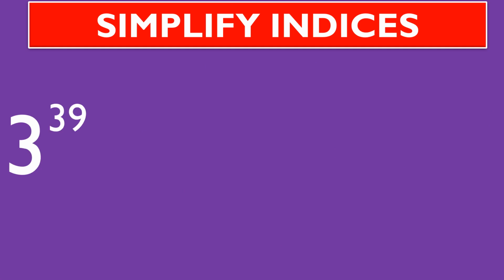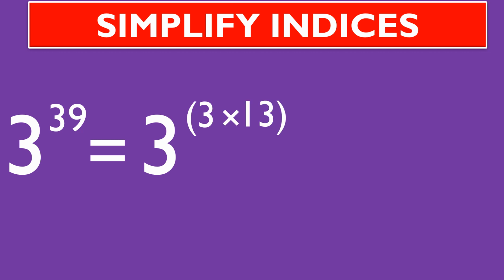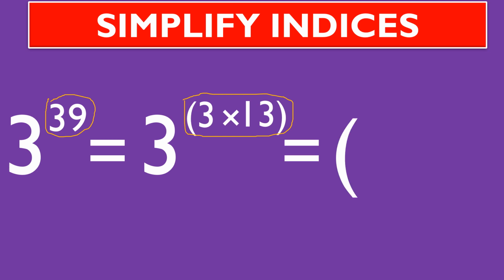So we just expressed 3 raised to the power of 39, and we said that this can also be expressed as 3 raised to the power of 3 times 13. Why? Because 39 is the same as 3 times 13. So 3 raised to the power of 39 is the same as 3 raised to the power of 3 times 13. And remember from the law of indices, this can also be expressed as 3 raised to the power of 3 and then raised to the power of 13.